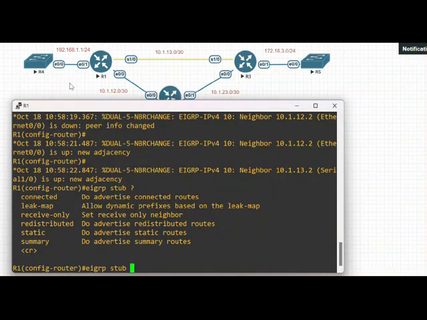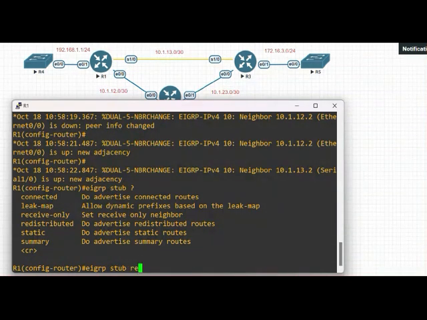So we can introduce, let's say, just one network, and advertise that network into the AS using this leak map. We would do an access list, and then put that access list inside this leak map, such that the stub router will not advertise other networks. Only those inside the leak map will be sent to the other routers. Okay, all right. Let's say that one we'll do maybe later.